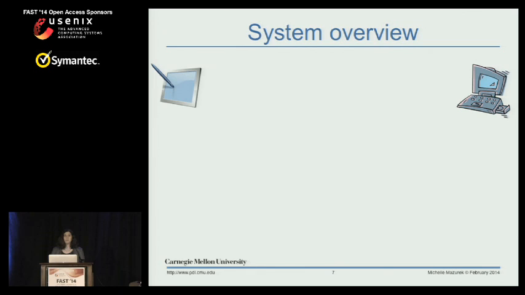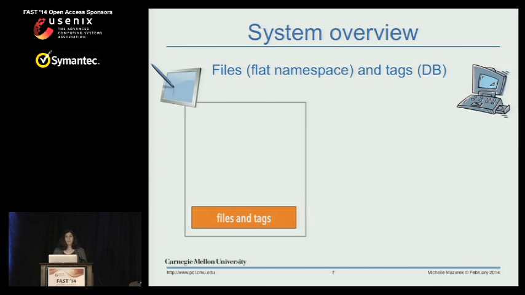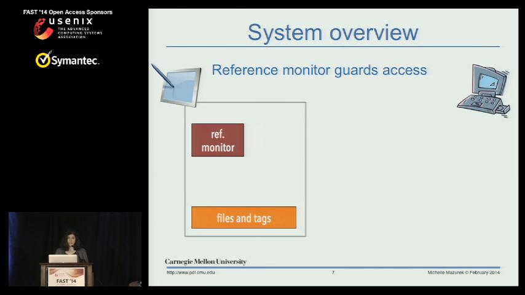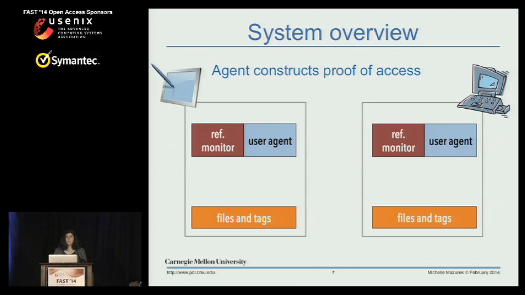So to come down just one more level and look at this in a little bit more detail, this is what the system looks like. So here on the tablet, we have an object store, which consists of a flat namespace for files, as well as all the tags that are stored in a database. We also have on the tablet a reference monitor, whose job is to guard access to all of the content that lives on the tablet and to verify proofs that access is allowed. And we have Bob's user agent, which is responsible for constructing these proofs of access to get access to this content. And over here on the desktop, and in fact on any other device participating in the system, we have the same general architecture. And we actually have not just one user agent, but potentially a series of agents, one for each user who typically uses this device.